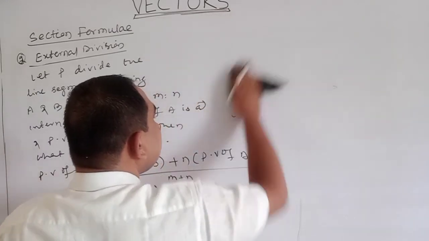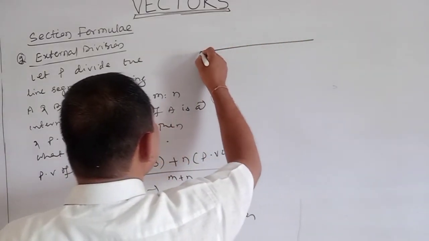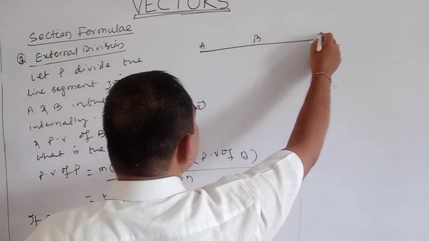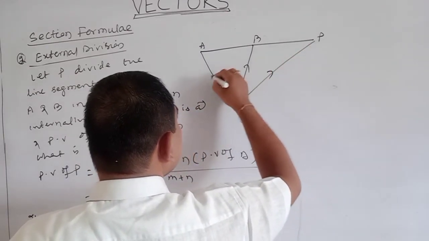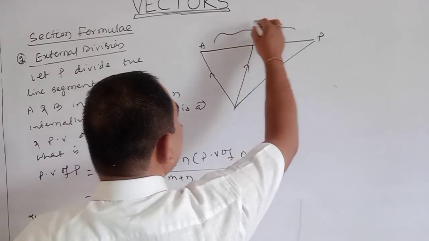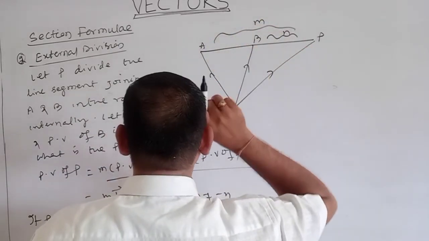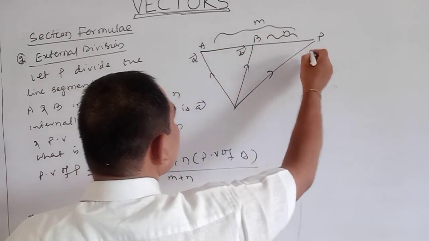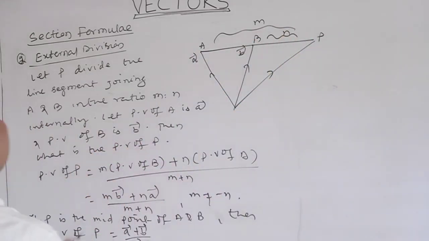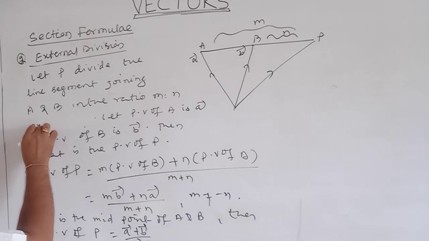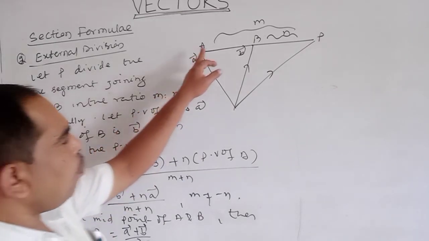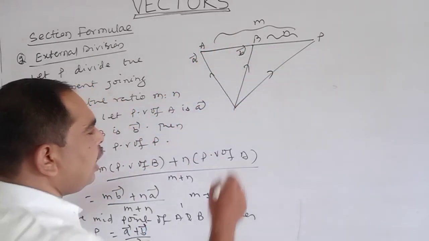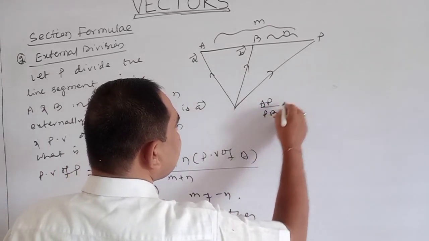Suppose P divides the line segment AB in the ratio m:n externally. This is m part and this is n part. Okay, so the position vector of A is A vector, B is B vector. Let P divide the line segment joining A and B in the ratio m is to n externally. That is, AP divided by PB is equal to m by n.